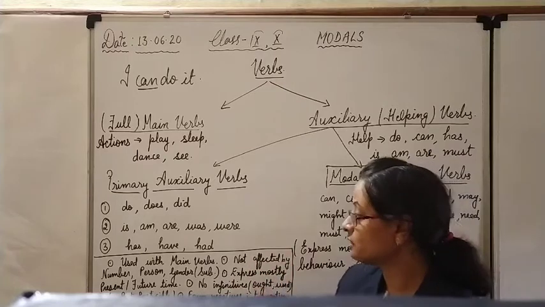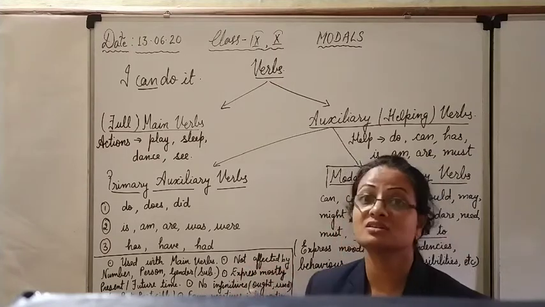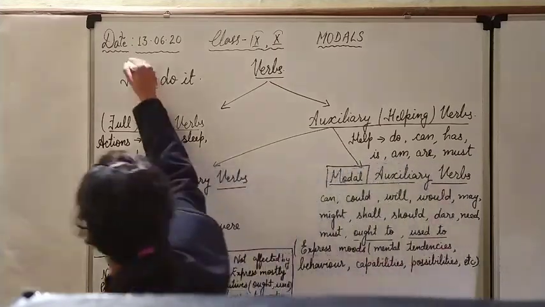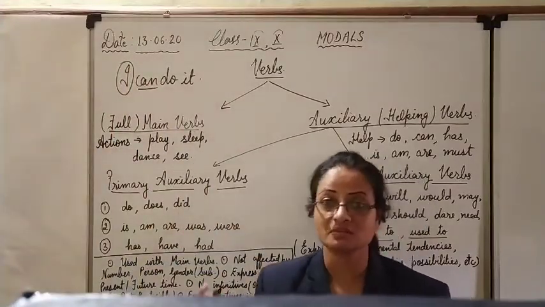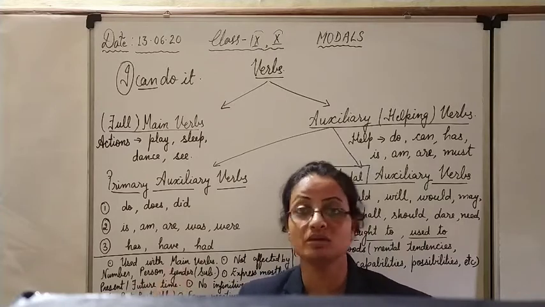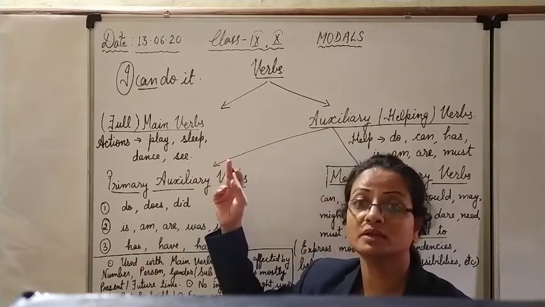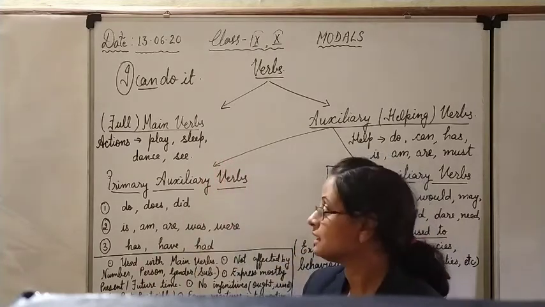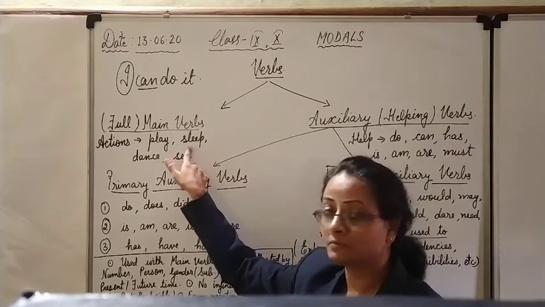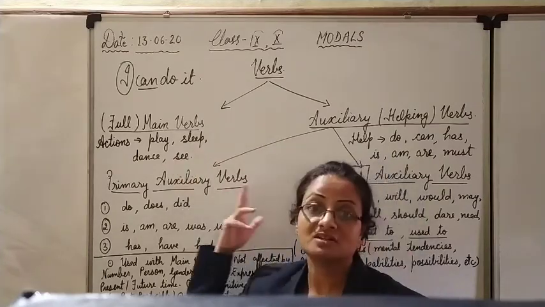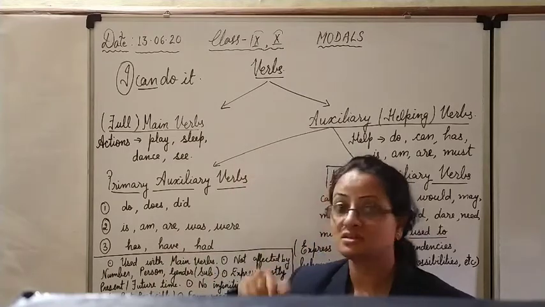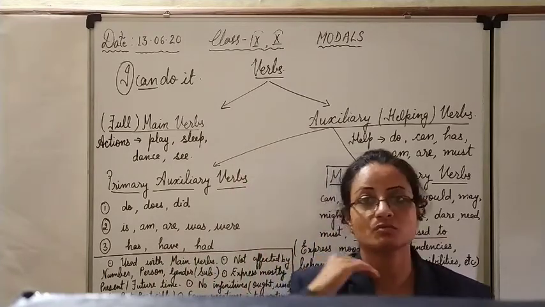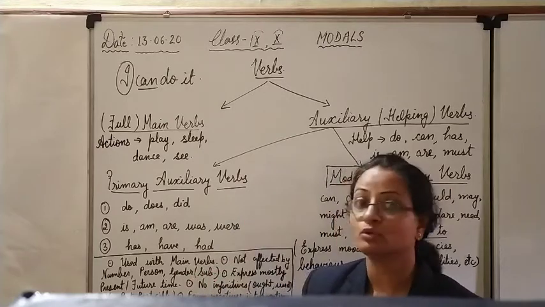They are not affected by the number, person and gender of the subject. The subject is I here. Number means singular and plural. If the subject is singular or plural, there is no effect on the modal verb. It will not change its form, like these words, which change. If it is gender, male or female, no effect. Person: first person, second person, third person, whatever the subject is, they have no effect.